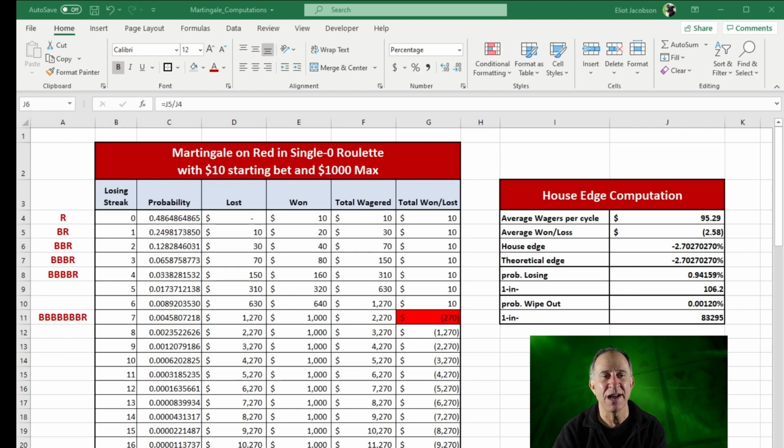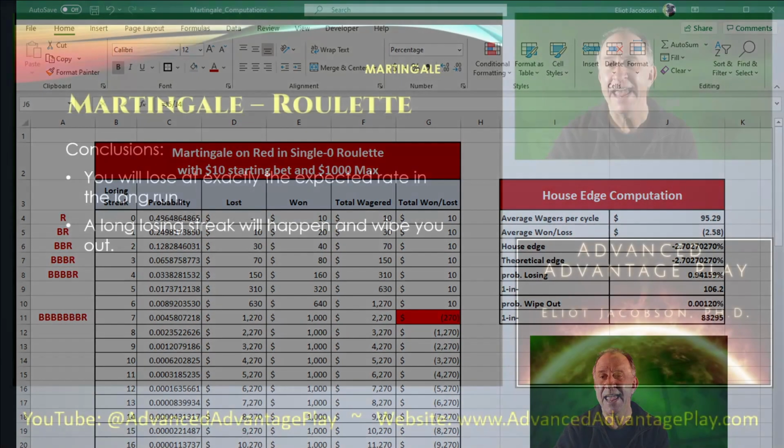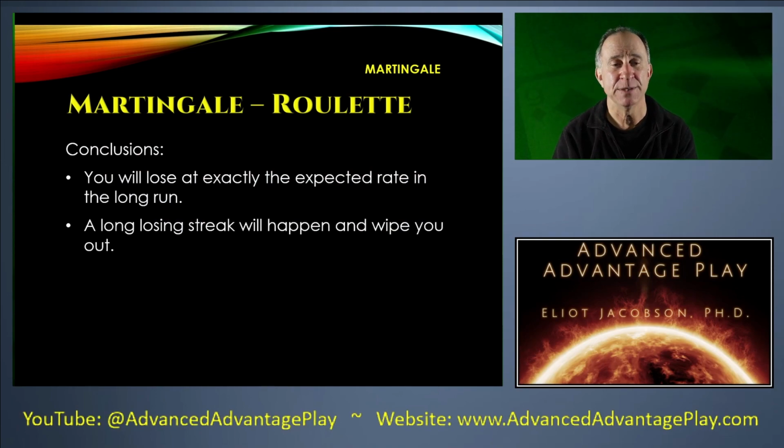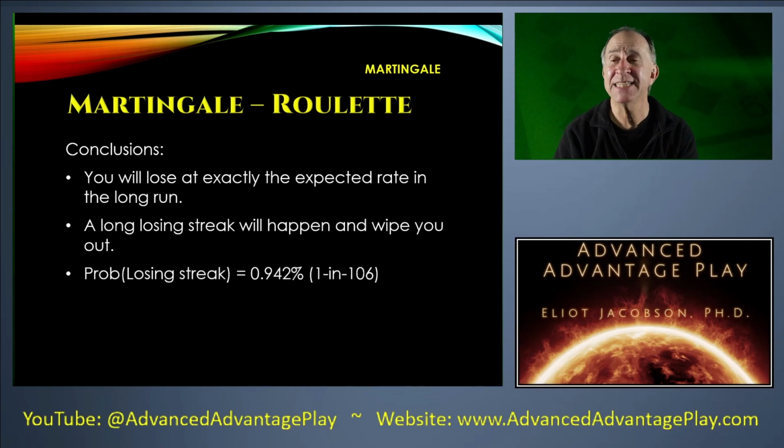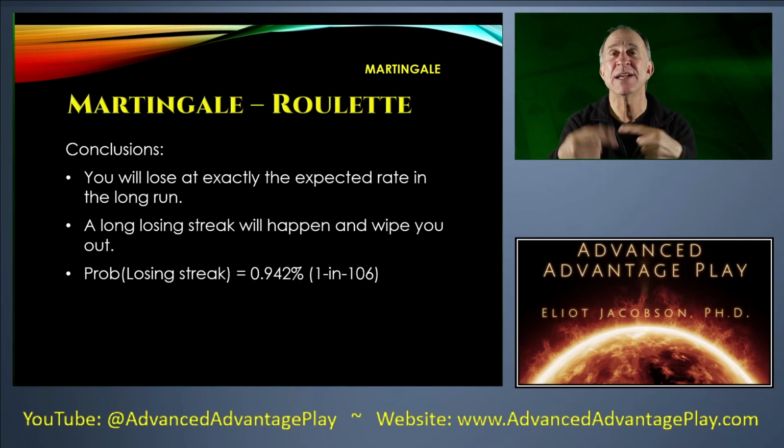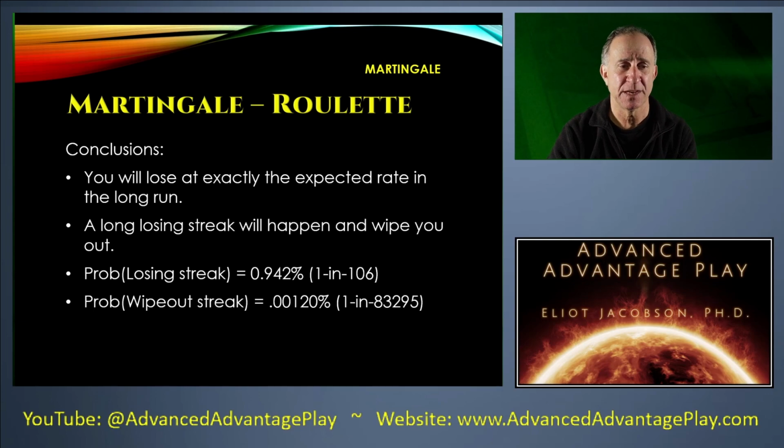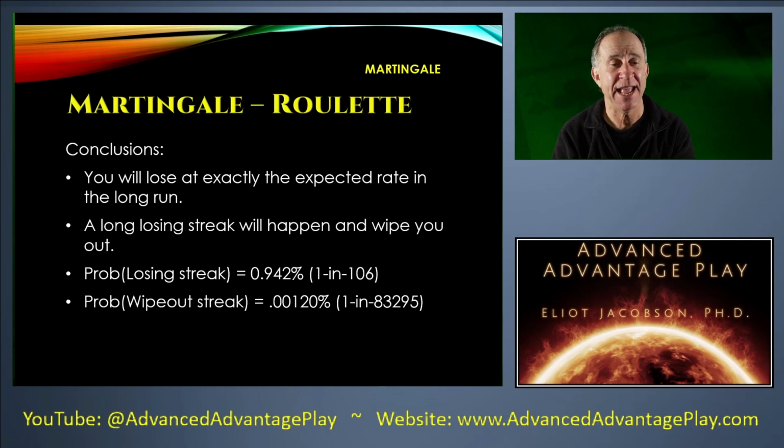So let's just summarize what our conclusions are. You will lose at exactly the expected rate in the long run. A losing streak will happen, and you will be wiped out eventually if you play a martingale with a fixed bankroll. As I said, the probability of a losing streak where you end up a loser at the end of that sequence is about 1 in 106. The probability of a wipeout streak is 1 in 83,295 with a $10,000 bankroll. So there you have it.